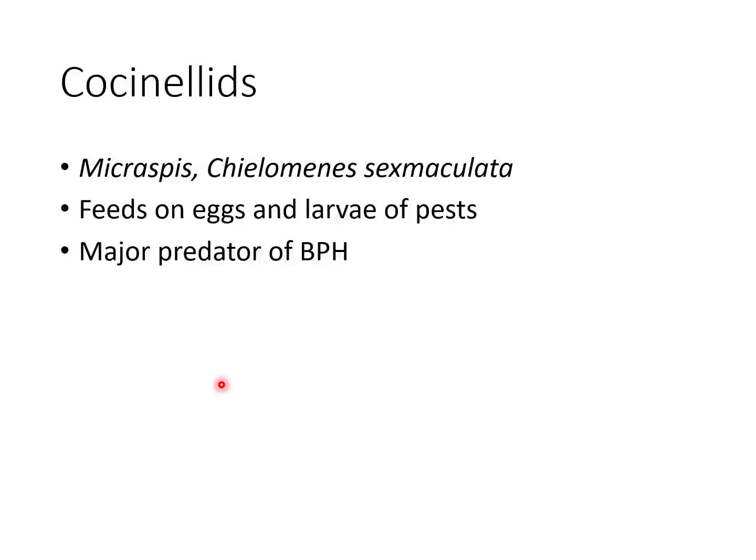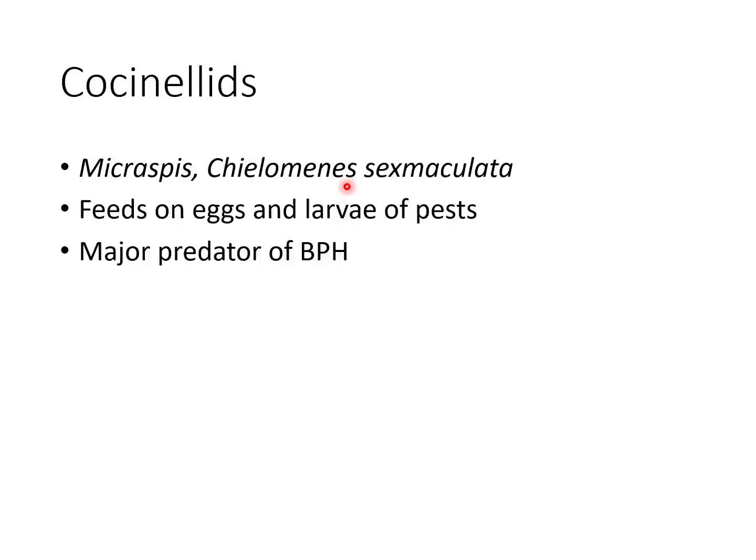You might have studied about coccinellids, ladybird beetles. These are very good predators. Usually we see Micraspis and Cheilomenes sexmaculata in paddy fields. They are also generalist predators. That means they feed on many insect pests, mainly on eggs and larvae.